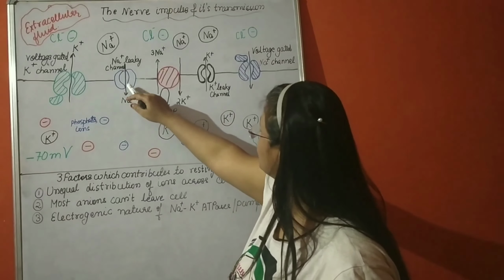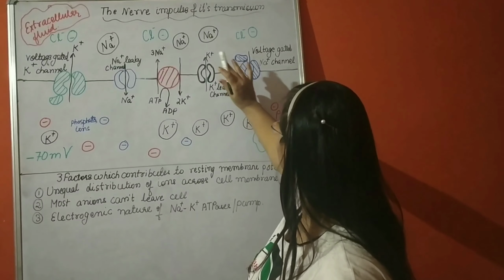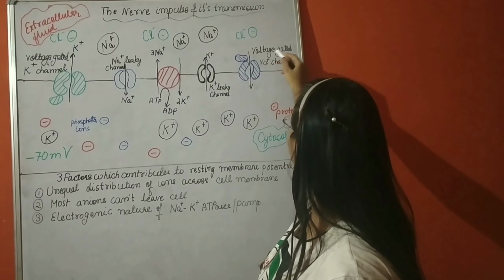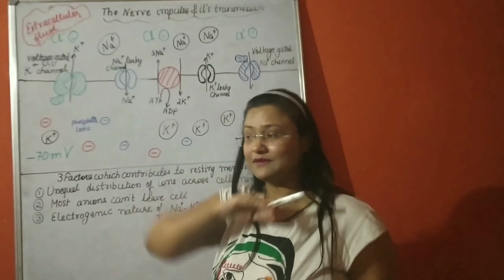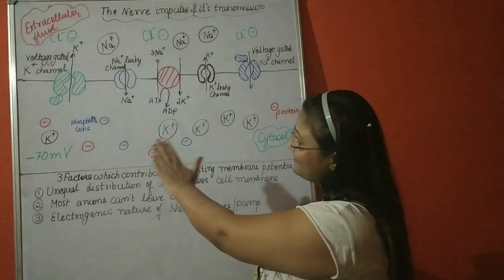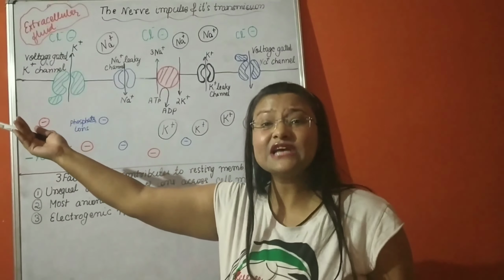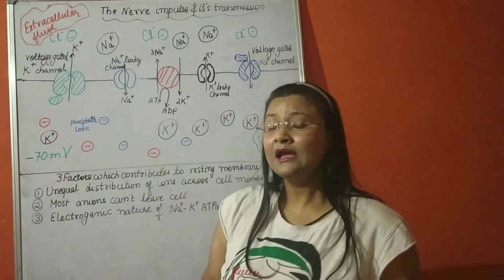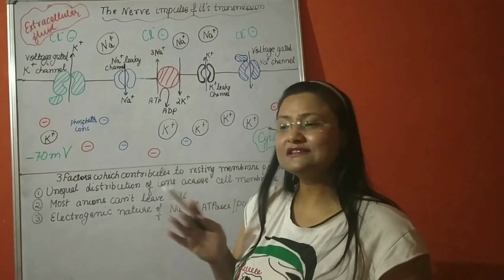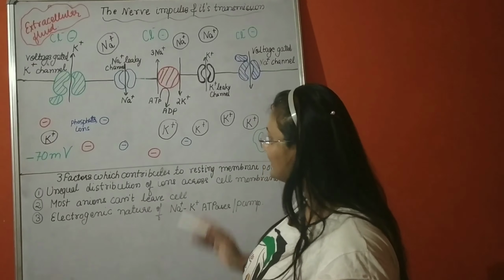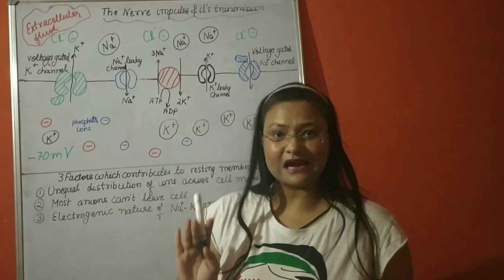So we discussed sodium leaky channels, the sodium potassium pump and potassium leaky channels. Now we have voltage gated sodium channels and voltage gated potassium channels as well. As the name indicates, voltage gated channels respond to a change in the voltage, the change in the charge. We will understand how it goes. So this is just for understanding.